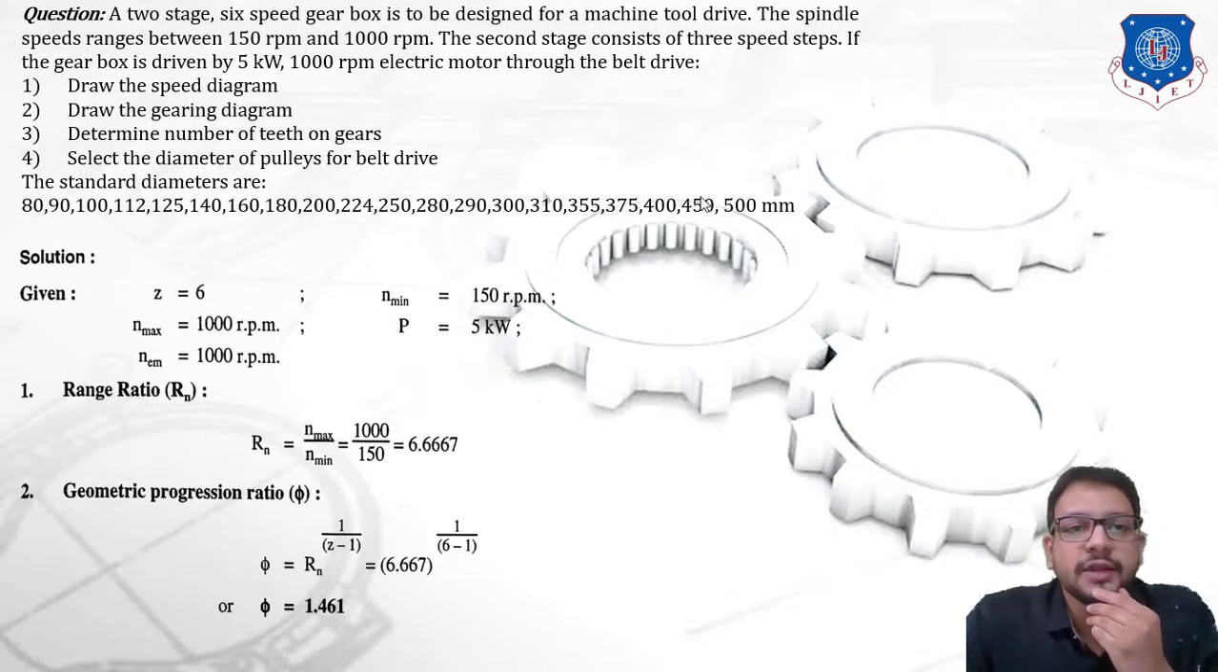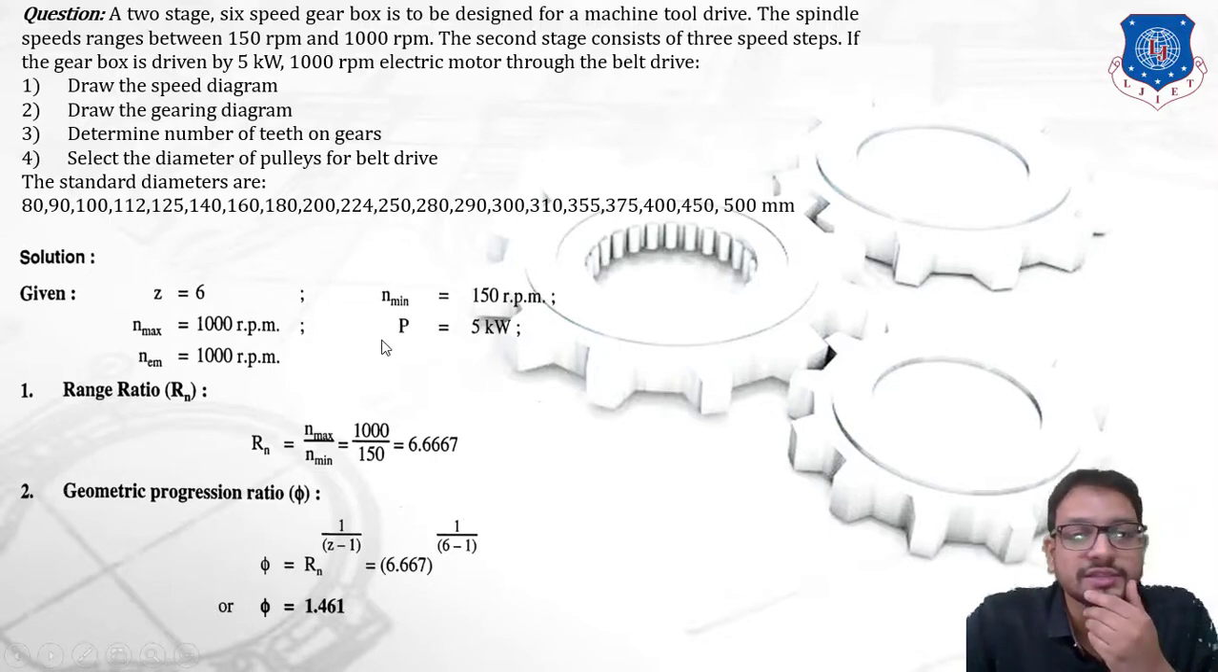Now let us begin with the solution. First of all, we need to mention the data. You can clearly see what is given. In the data, 6 speeds are given, so Z is equal to 6. Maximum speed is 1000 rpm. Minimum is 150 revolutions per minute. Motor rpm is already given. It is run by a 1000 rpm motor which is taking a power of 5 kilowatts. So power P is equal to 5 kilowatt.